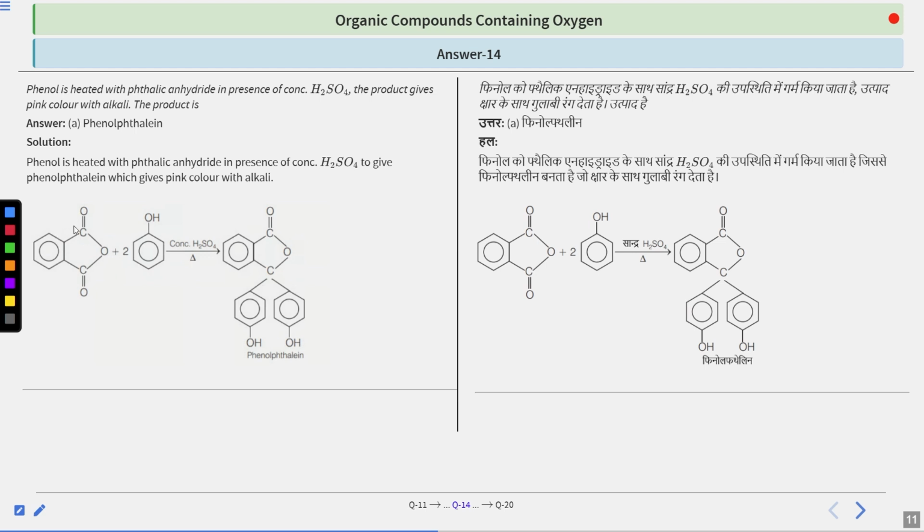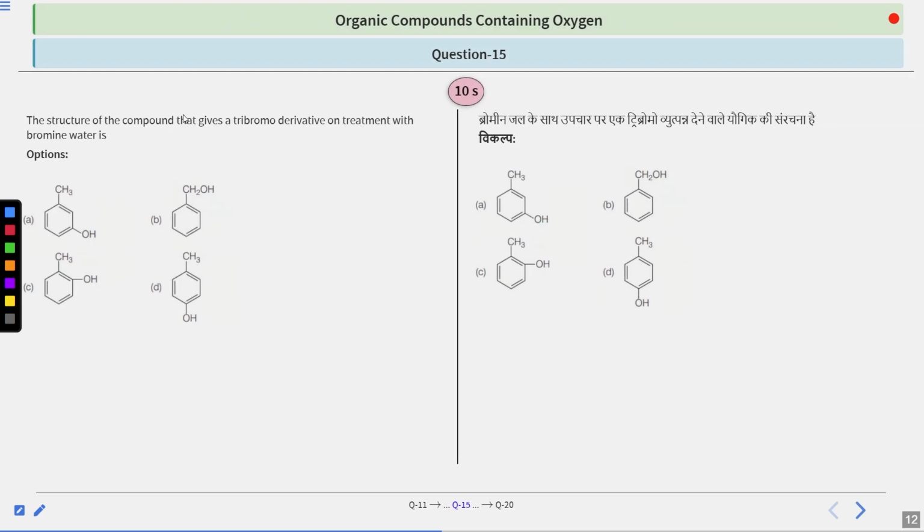So this is the molecule and this is the phenol. So phthalic anhydride, we reacted with two molecules of phenol in the presence of concentrated H2SO4. We heat it, we react it, and we will get our final product as phenolphthalein. Okay, so this phthalic anhydride gets combined with the two molecules of phenol and forms the main product, phenolphthalein. So as asked in the question, the main product, and the correct answer, is option A, that is phenolphthalein. Moving on to our next question.